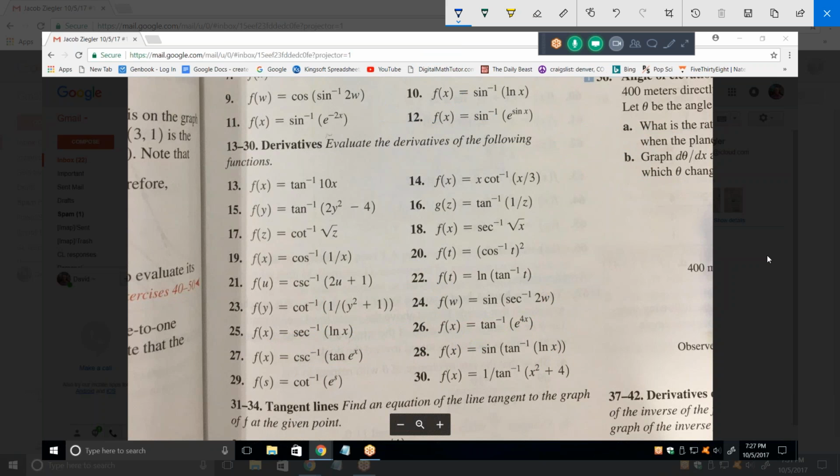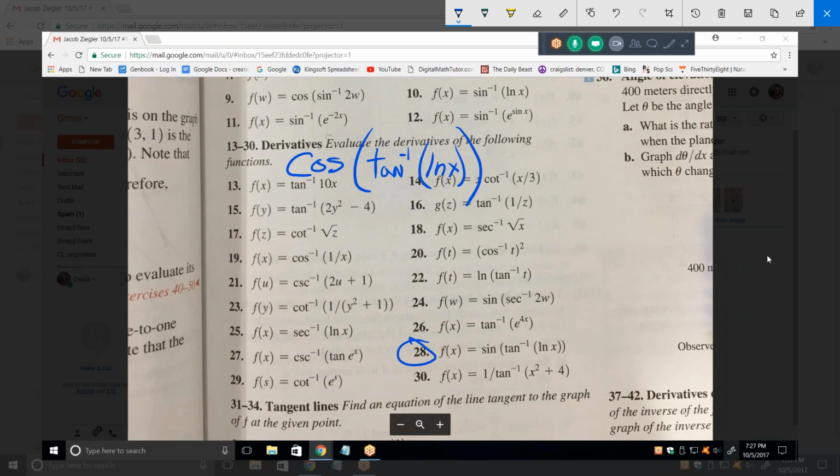Now, 28 looks like a good one. Notice that there are at least 2 insides. That is the first inside I'm going to come across. That is the second inside I'm going to come across. Okay. So the first thing to do is the derivative of the outside. So that would be cosine of arctangent of natural log x.